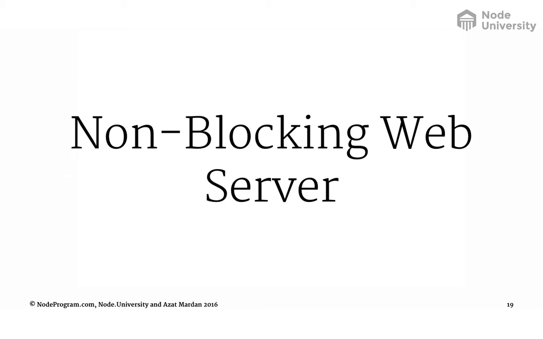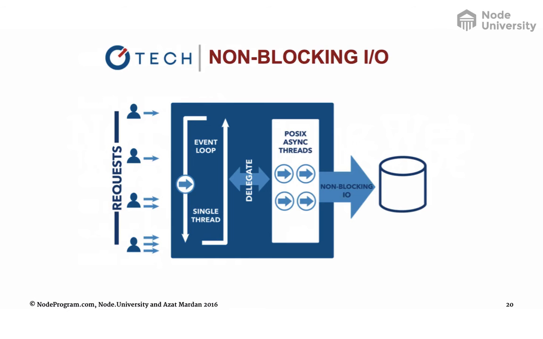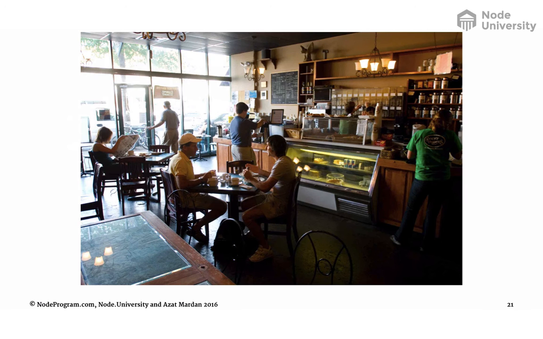So Node uses non-blocking, and we can build a non-blocking web server. When requests are coming, they go to the event loop. The event loop is almost never blocked, and it delegates the processes to some other actors, some other subjects, which do the actual operations. And when the operations are complete, the event loop, being an intermediary, sends back those requests to the clients. In the coffee shop analogy, that would be a typical Starbucks store where you have two different people.